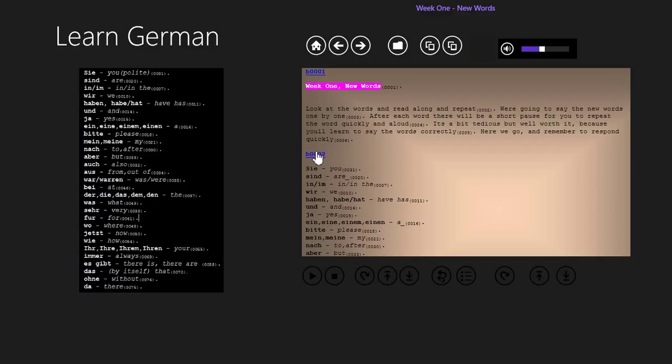Week 1. New words. Look at the words and read along and repeat.